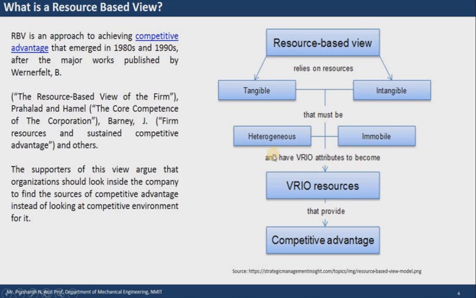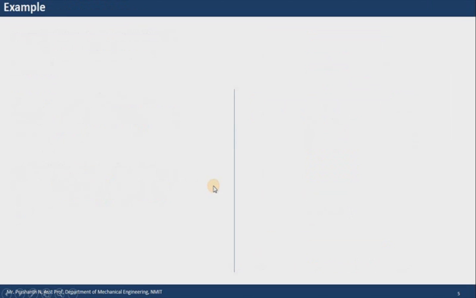Now, provided all these things are there, and also there are the VRIO attributes, which are also part of the firm or of the company, then this entire thing will ensure that you basically have competitive advantage. That is basically what the resource-based view is. Now let us look into VRIO as a resource. What are these VRIO resources?